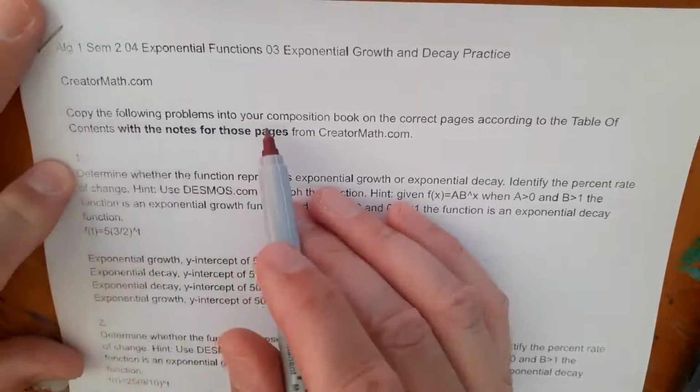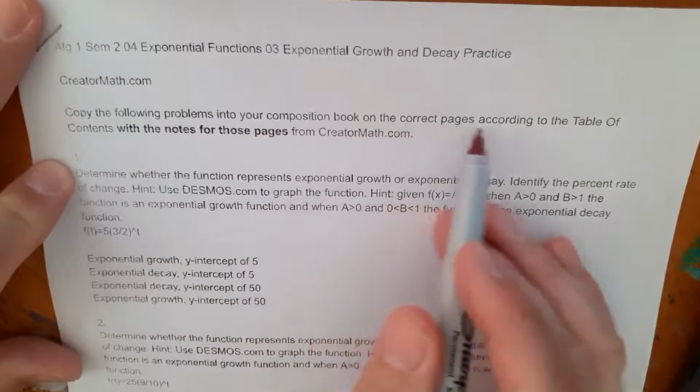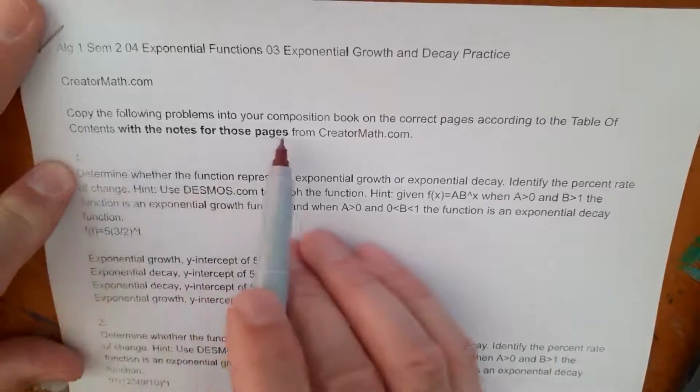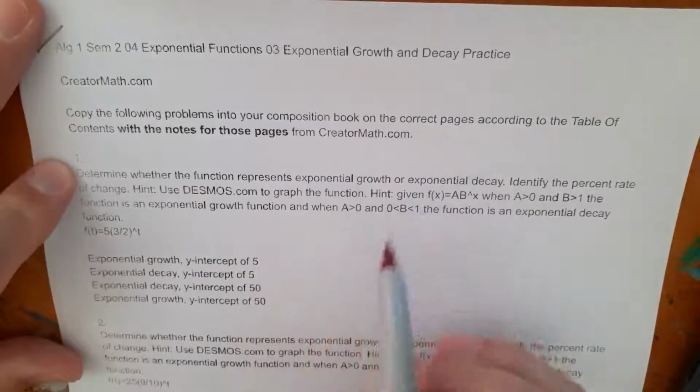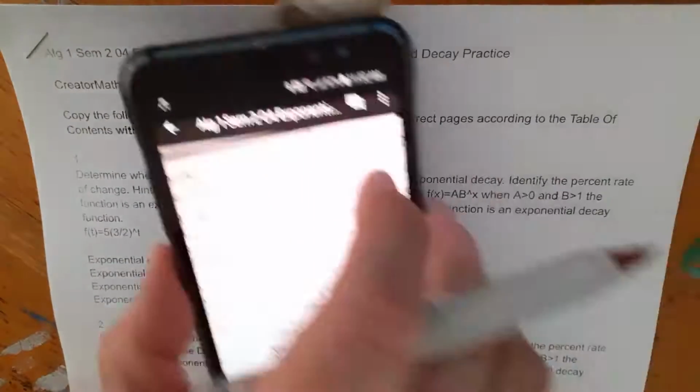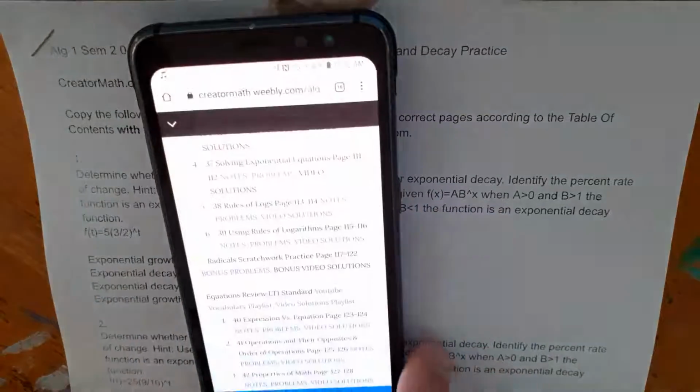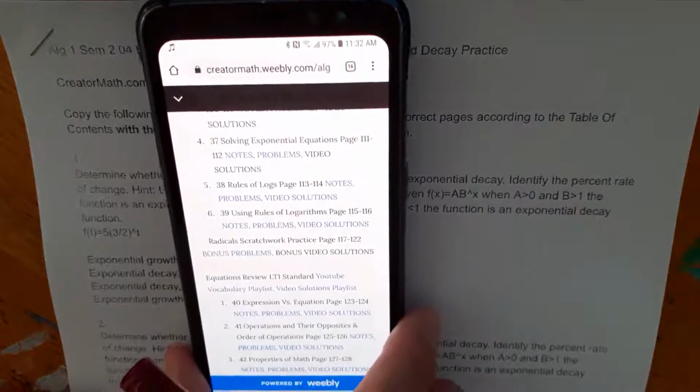The instructions are: copy the following problems into your composition book on the correct pages according to the table of contents, with the notes for those pages from creatormath.com. I will try to show you how to find the notes. It's a little bit difficult.